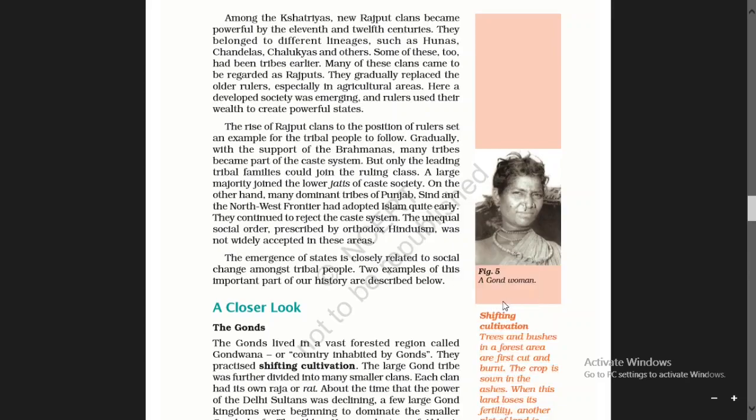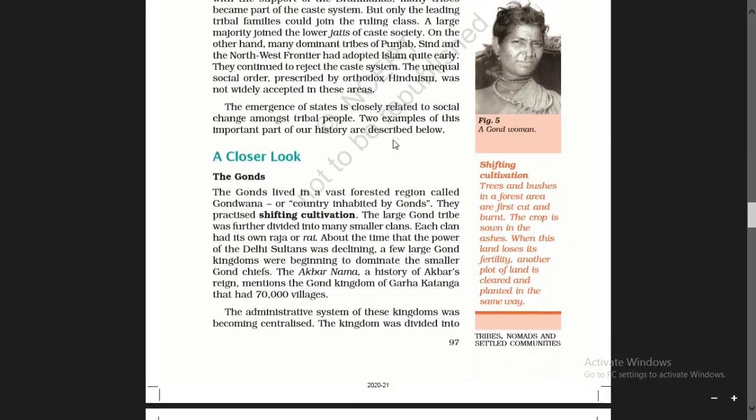The Gonds lived in a vast forested region called Gondwana, or country inhabited by Gonds. The Gonds used to live in a vast forested region which is known as Gondwana, or country which is inhabited by Gonds. Gonds are a community of people.